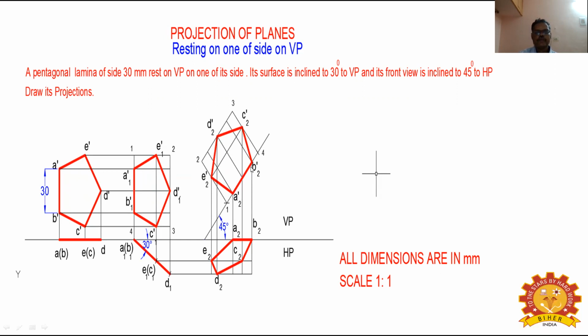Now, from A2 dash, B2 dash, C2 dash, D2 dash, and E2 dash, draw a vertical line. And in the top view, draw a horizontal line. The corresponding intersection points mark as A2, B2, C2, D2, and E2. Now mark 30 mm, 30 degree, 45 degree, all dimensions scale 1:1.